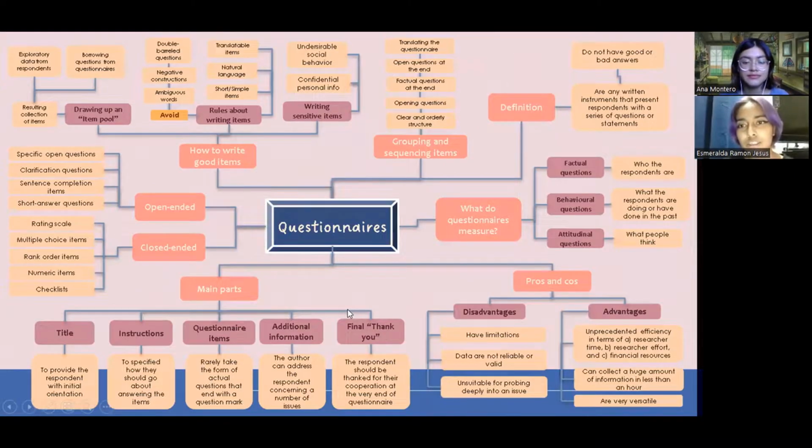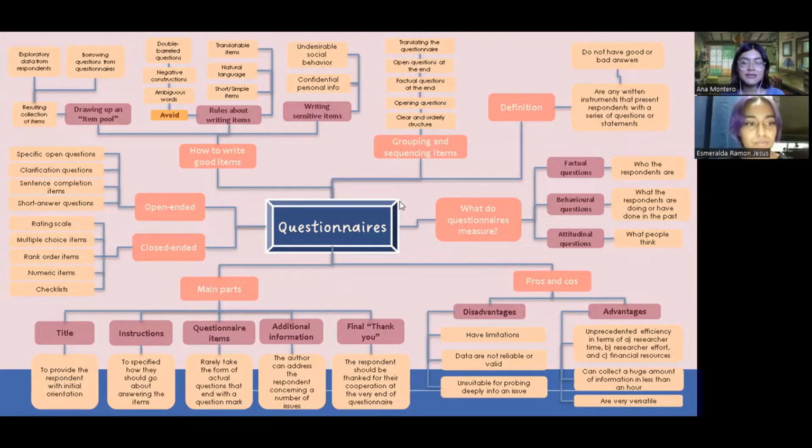First, we are going to explain the definition: questionnaires are any writing instrument that presents respondents with a series of questions and statements that they need to respond to according to the topic of the research. And questionnaires don't have good or bad answers.